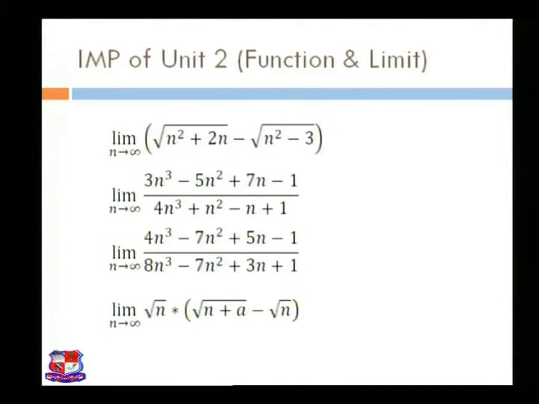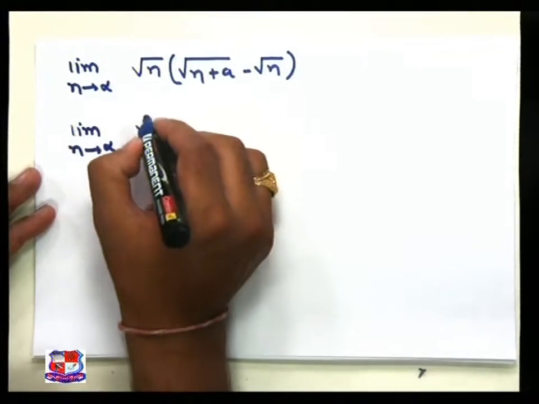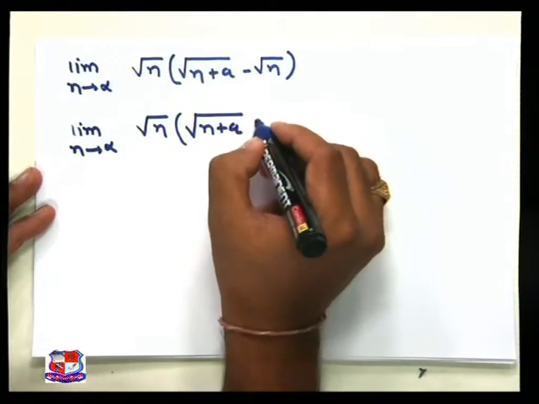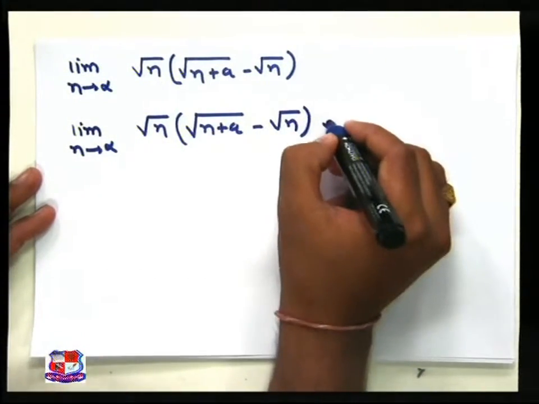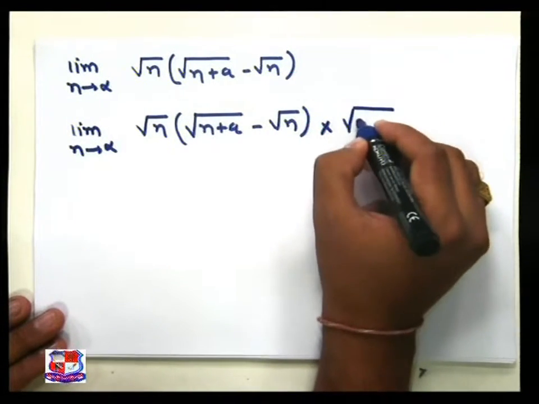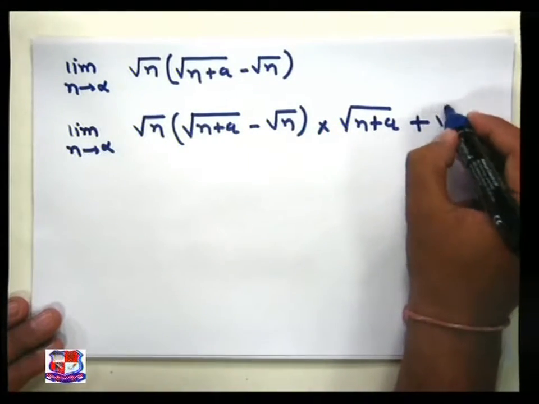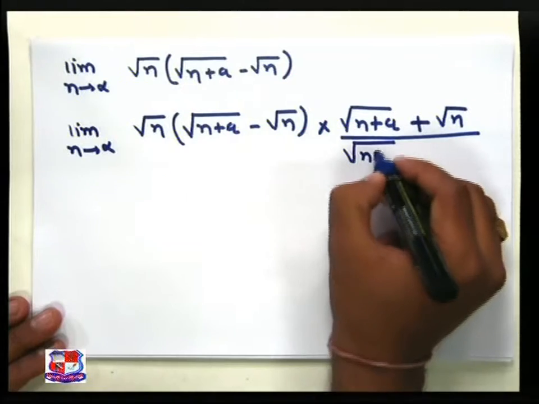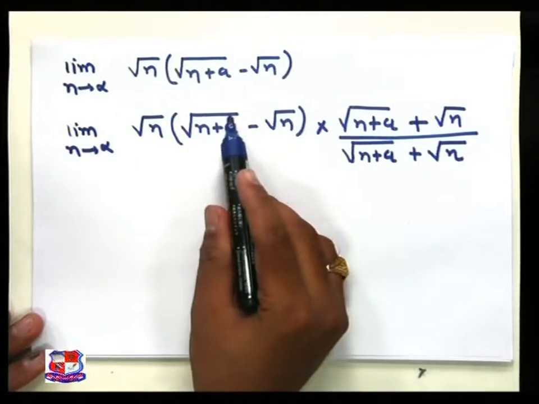Now the term we want to simplify, use rationalization of this term. So when we use rationalization, then here limit n tends to infinity, here under root of n, here under root of n plus a, this minus as it is, now multiply and divide with its rationalization term, that is multiply with under root of n plus a, this minus becomes plus, under root of n, and same value we want to divide, that is under root n plus a plus under root of n. Why? Because we want to remove this square root.